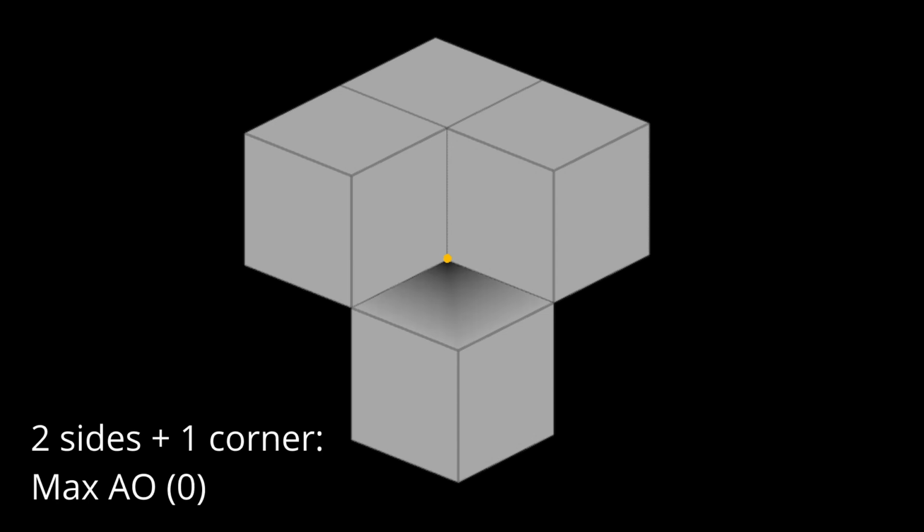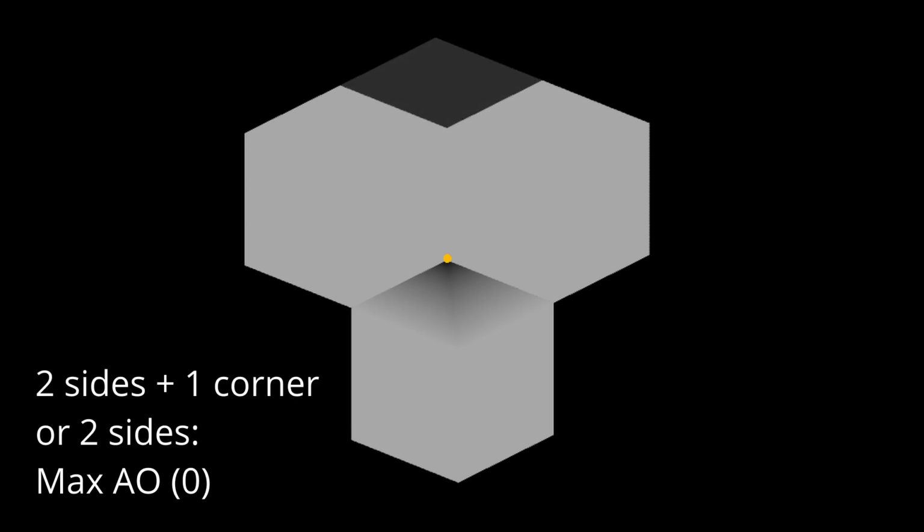Now we are going to take a look at the last configuration, which is the maximum occlusion. It's when you have either 3 neighbors like this one, and then now it's the darkest value, 0, maximum occlusion. You also don't need the 3 blocks. Only 2 sides is enough. If you have 2 sides, or if you have a corner as well, it's just 0.